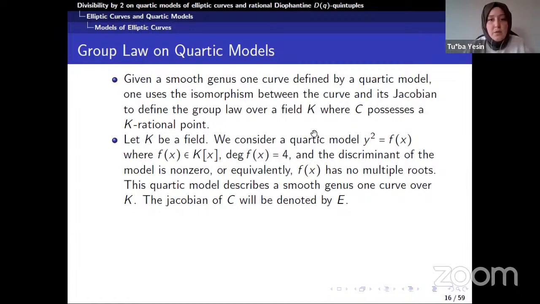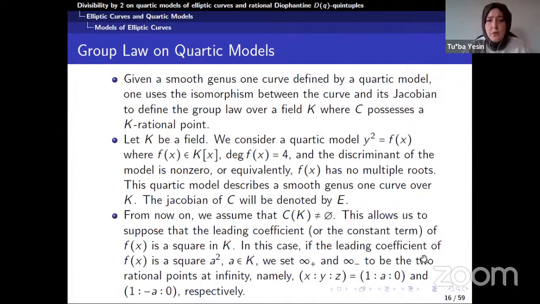Let K be a field. We will consider the quartic model y squared equals f(x), where f(x) is from K[x] and the degree of f is 4. And of course, the discriminant of this quartic model should be non-zero. Actually, a non-zero discriminant is equivalent to f(x) having no multiple roots. After these facts, this quartic model describes a genus 1 curve C over K. And let's say the Jacobian of C will be denoted by E.